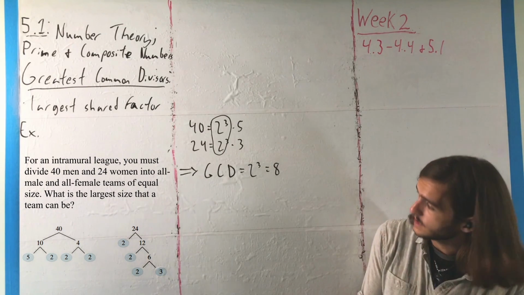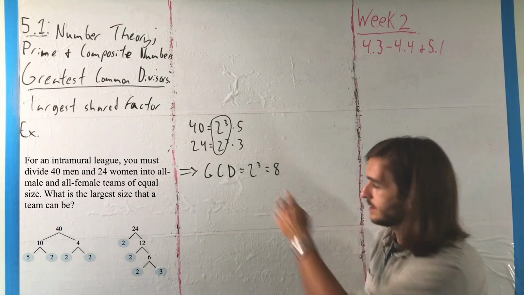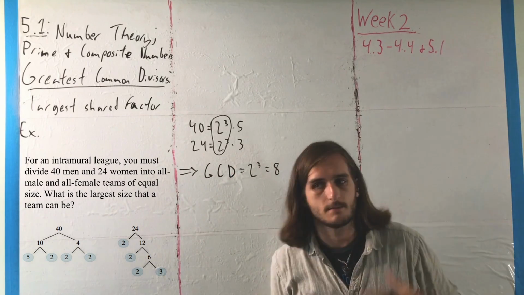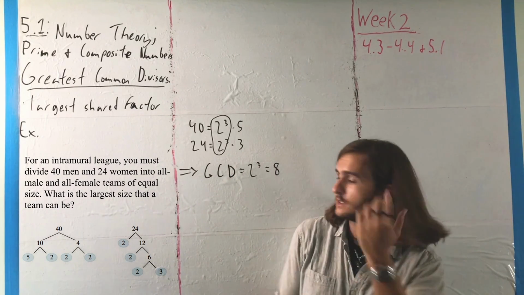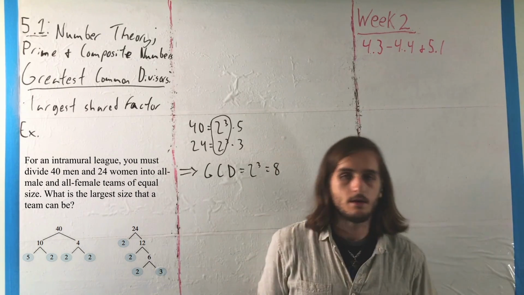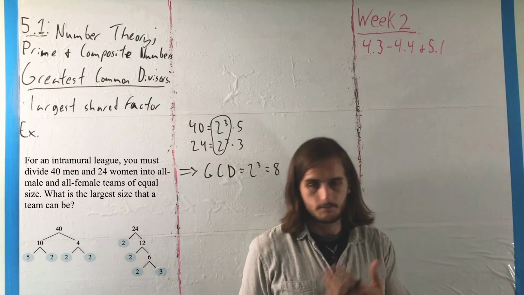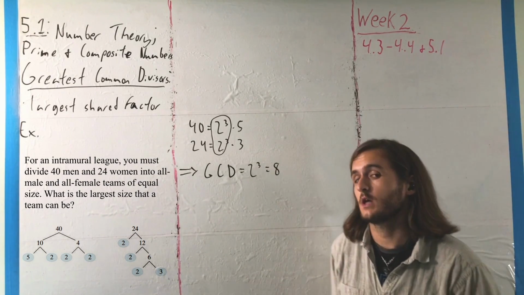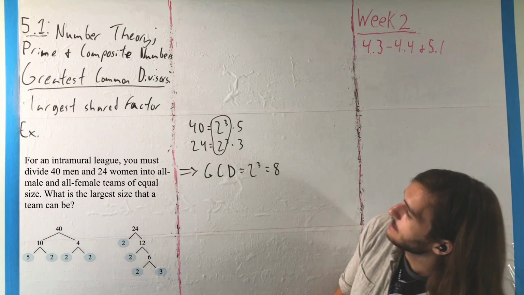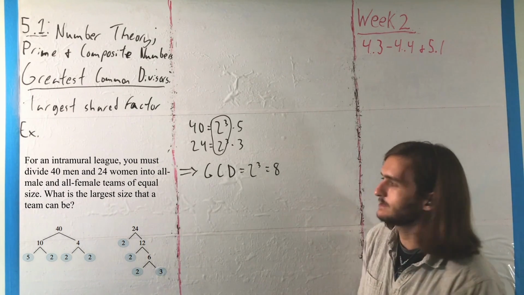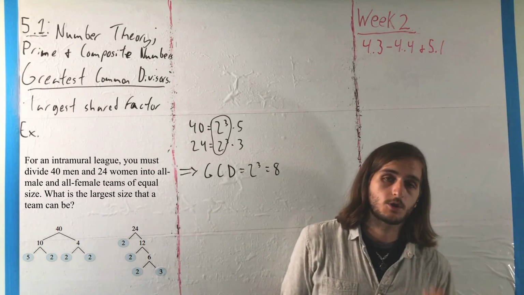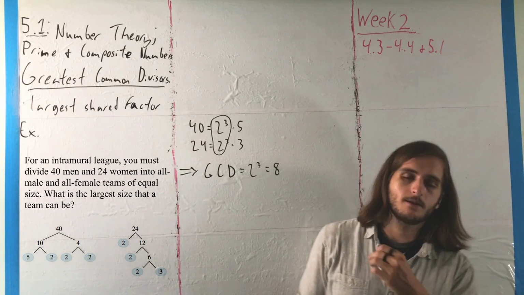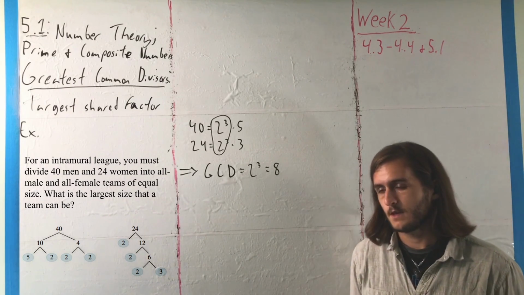So if you ever need to get greatest common divisors, you just take the factorization, identify the most you can pull out of that factorization, multiply it out, and you get that. Where in this case, if we want to talk about it in terms of our application that we started with, that would mean you want teams of size 8 to maximize team size, so we would have 3 teams of 8 women and 5 teams of 8 men.